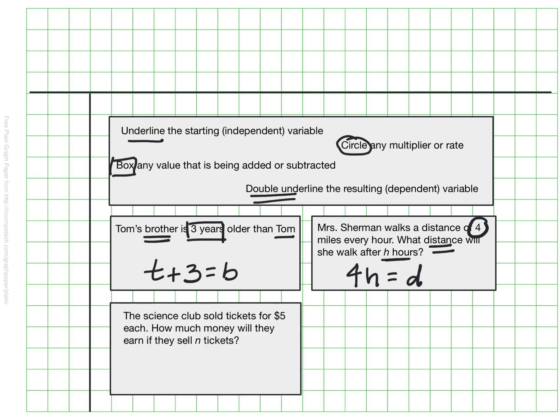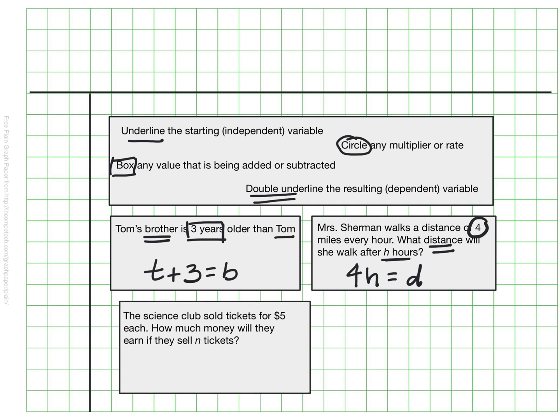In the next scenario, the science club is selling tickets for $5 each, and we want to know how much money they will earn if they sell some number of tickets, right? We don't know what that number would be, but we'll use this rule to write it out. So we know they're selling some tickets. I'm going to underline my N. That's what I would be starting with, some number of tickets.